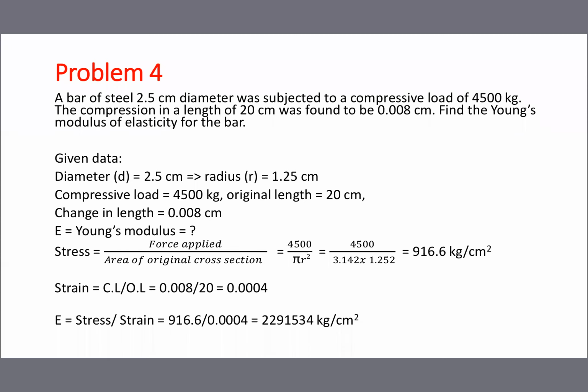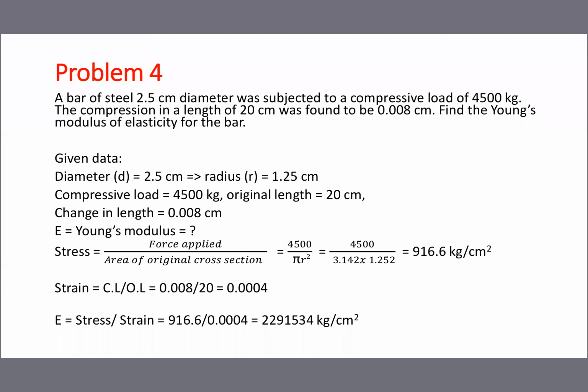So for calculating Young's modulus, stress value required, strain value required. First you find out stress and you find out strain separately after writing the data. Given data: diameter given 2.5 centimeter, so you find out radius, the value 1.25 centimeter. Second line, compressive load given 4500 kg. Original length given 20 centimeter. Change in length given 0.008. Question: E, Young's modulus, is equal to question mark. So data are clearly written.